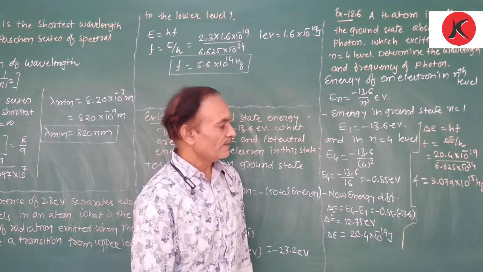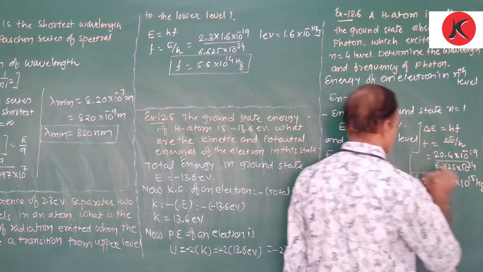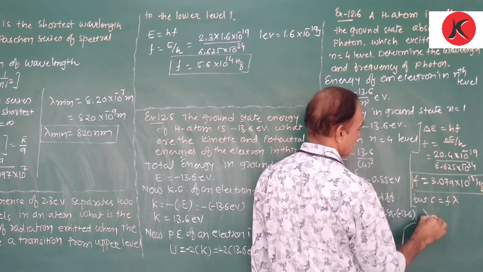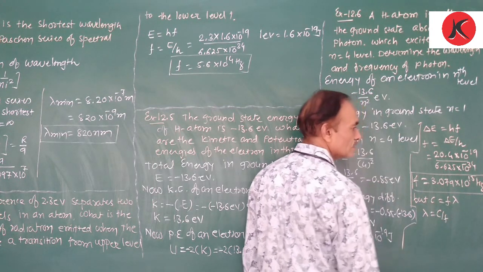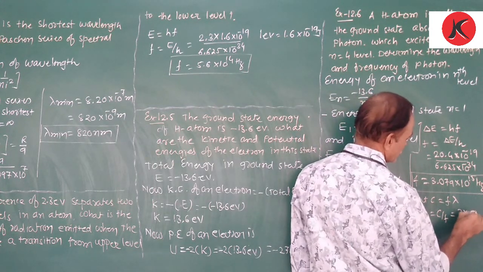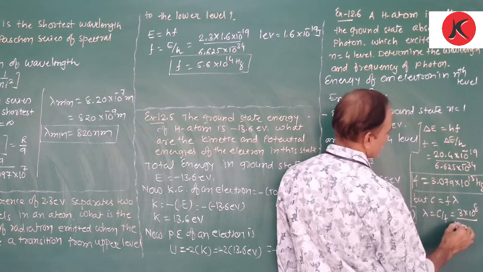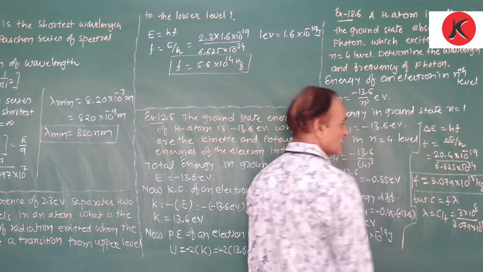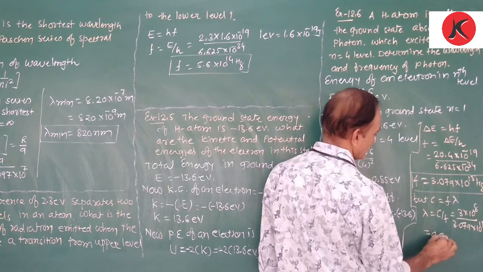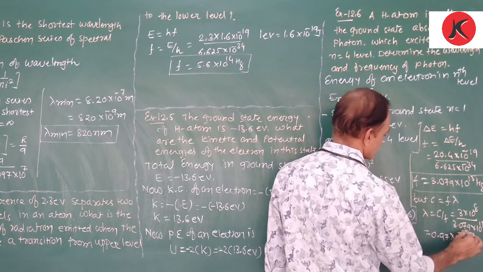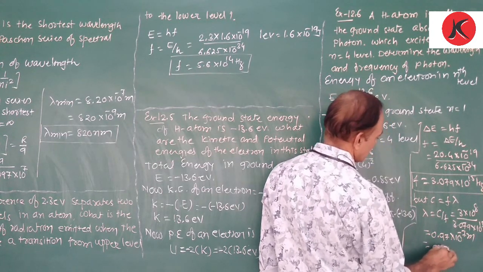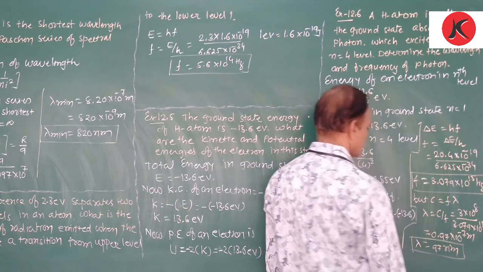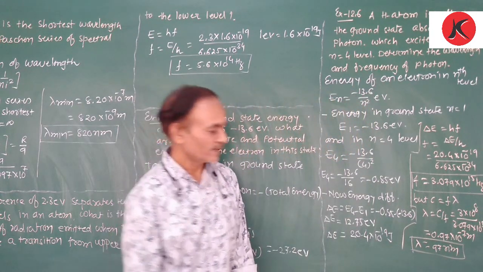Now we also require the wavelength. That is our first answer, frequency. But we know that c is equal to f lambda. Therefore, lambda is equal to c upon f. c is equal to 3 into 10 raised to 8 upon 3.079 into 10 raised to 15. Therefore, the wavelength of the radiation is 0.97 into 10 raised to minus 7 meter. That means 97 nanometer, 97.42 nanometer.